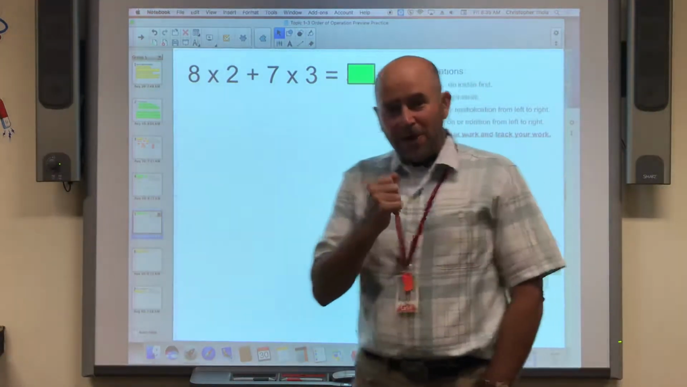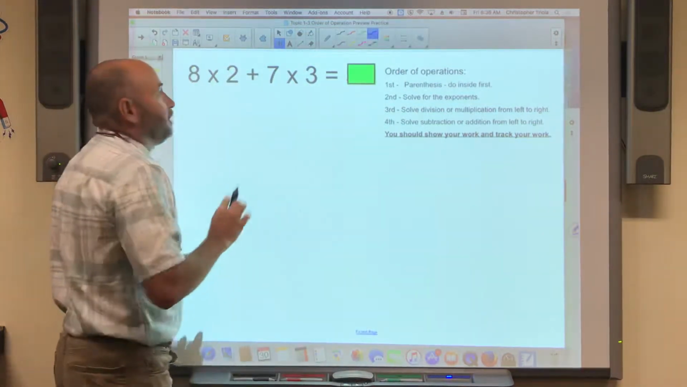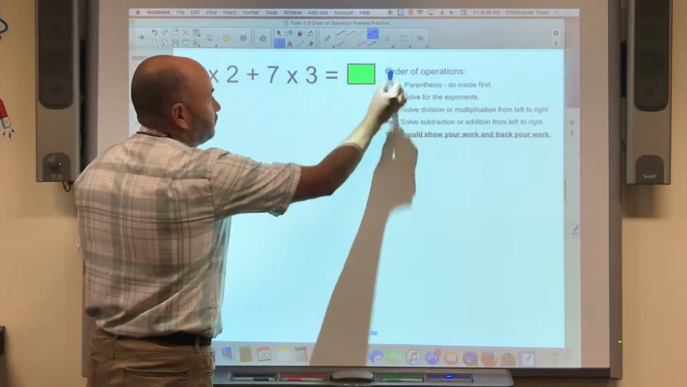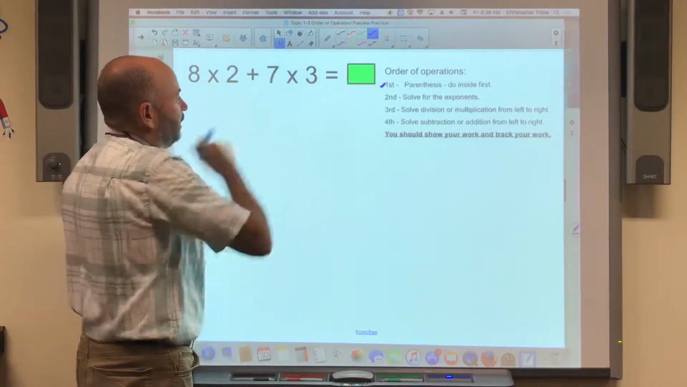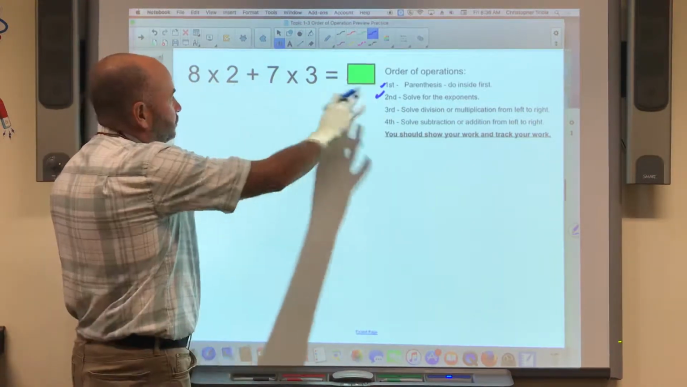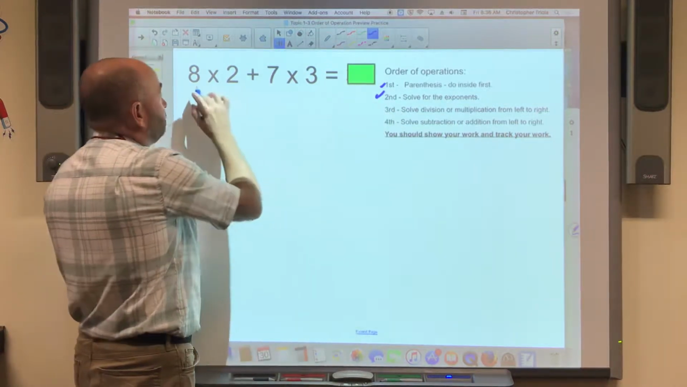All right, here we go. Let's take a look at it. Again, if you're not done with it, you can jump in and see how we solve it right now. Okay, first thing we do is look for parentheses. Nothing like that. Solve for the exponents or roots. No exponents or roots in there.